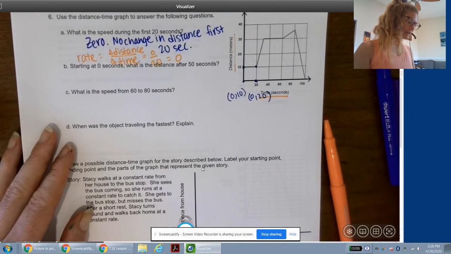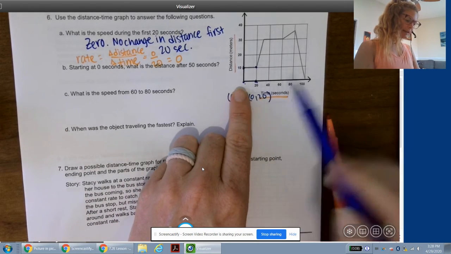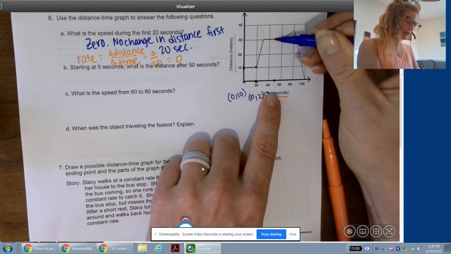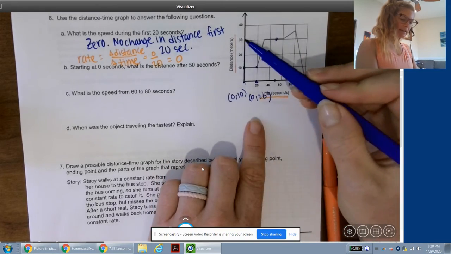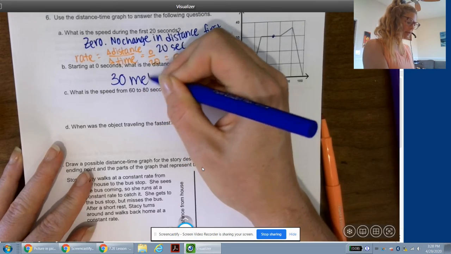Starting at 0 seconds, what is the distance after 50 seconds? So I'm starting at 0 seconds, and then at 50 seconds, which is in between here, I'm going to go up. And that distance represents 30. So don't forget your units, 30 meters.